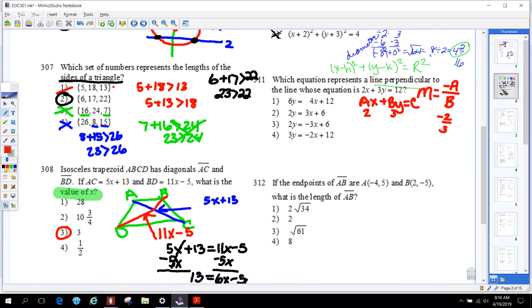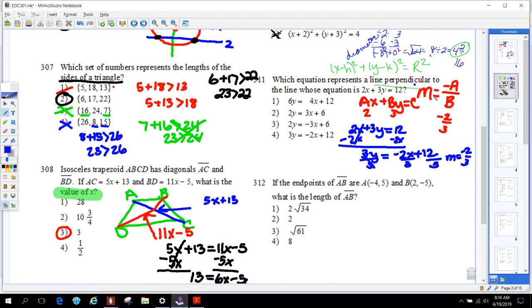Now, you also can do it the longer way. The longer way is, here's 2x plus 3y equals 12. Subtract 2x from both sides. That gives you 3y equals negative 2x plus 12. Divide everything by 3. And you would still get the slope of negative 2/3.